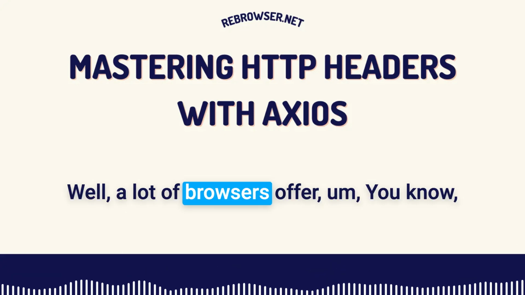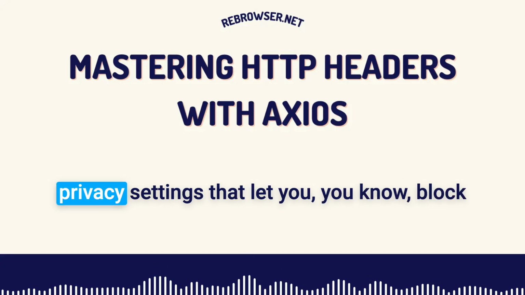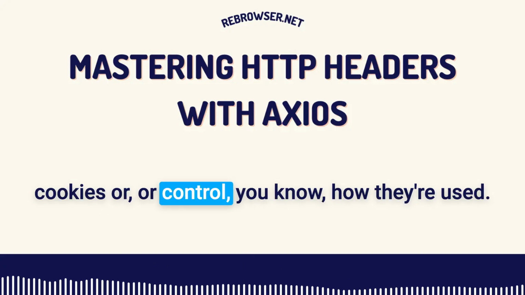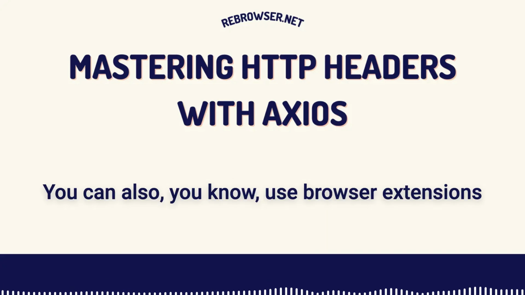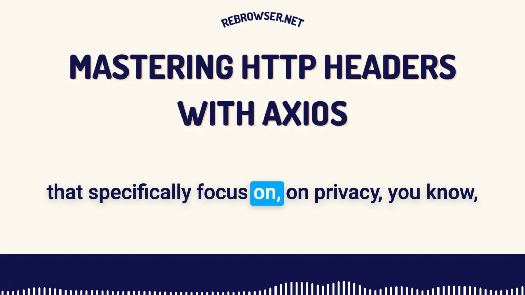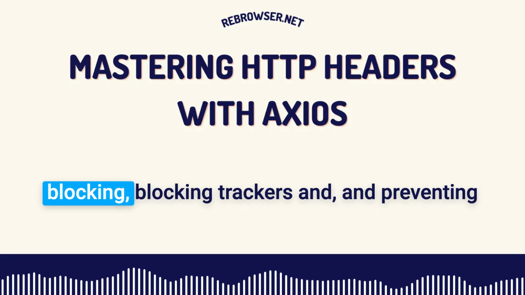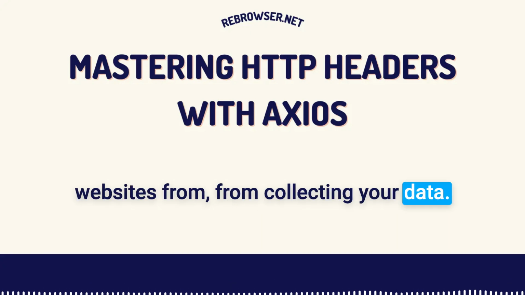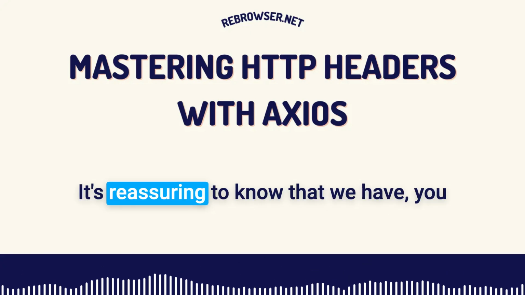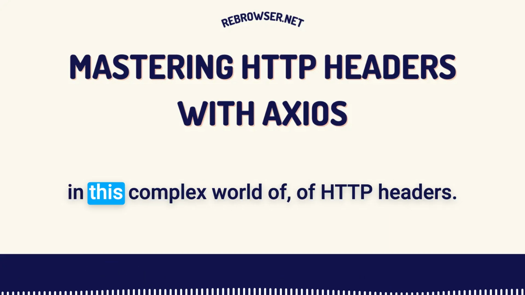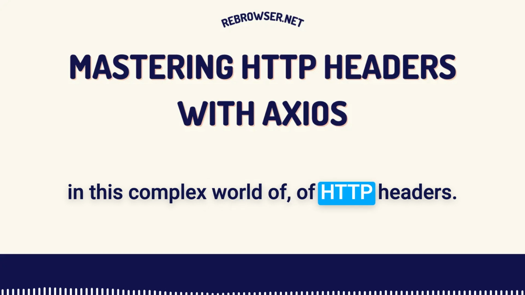Well, a lot of browsers offer privacy settings that let you block cookies or control how they're used. You can also use browser extensions that specifically focus on privacy, blocking trackers and preventing websites from collecting your data. Okay, that's good to know. It's reassuring to know that we have ways to protect ourselves in this complex world of HTTP headers.